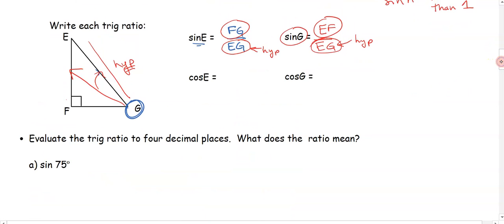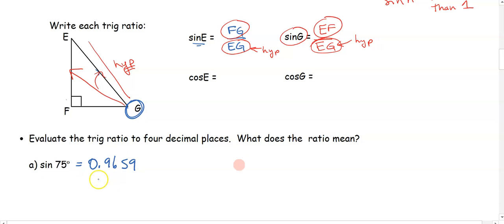So if I said, what is the sine of 75? Again, you should be able to type that into your calculator. And the calculator knows that the sine of 75 is 0.9659. I'm going to write out 4 decimal places.